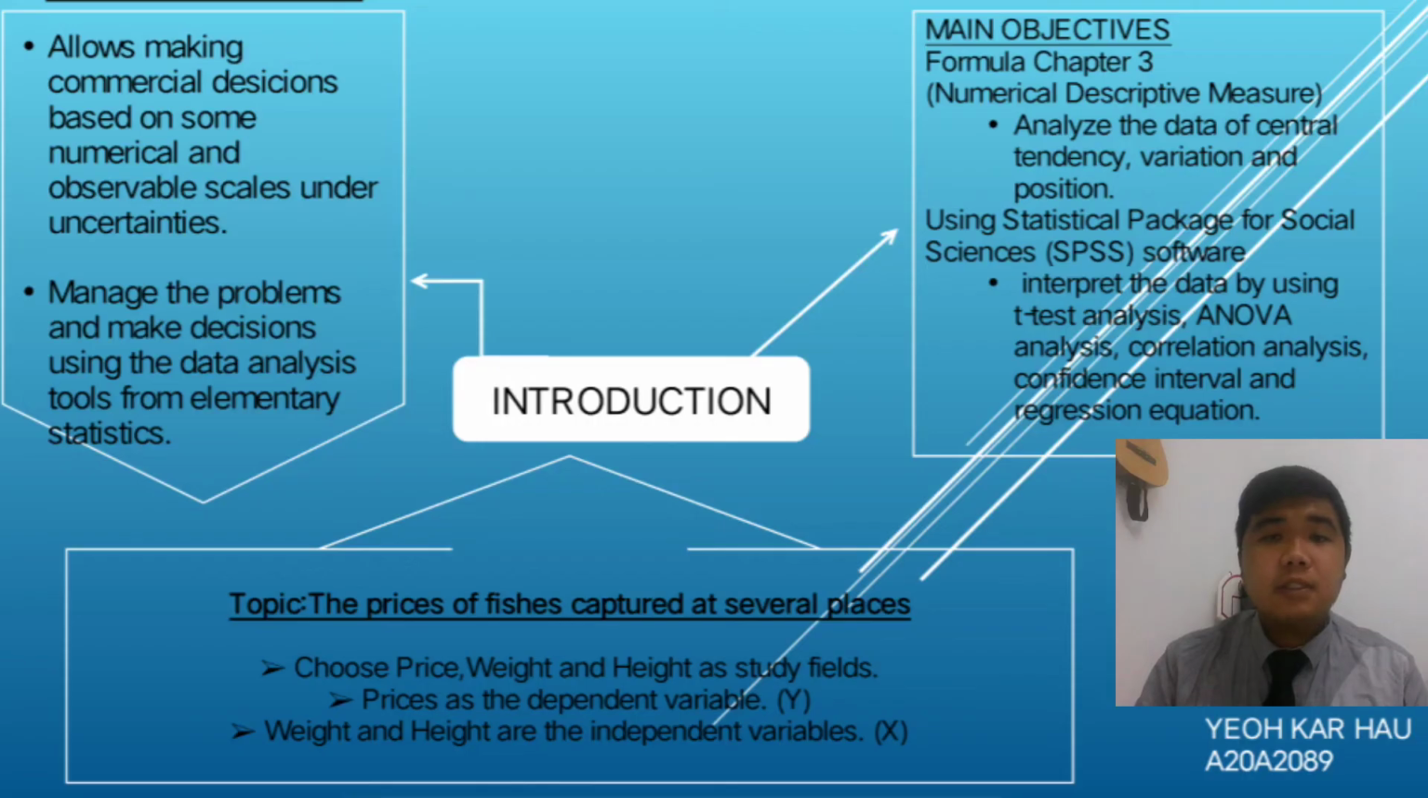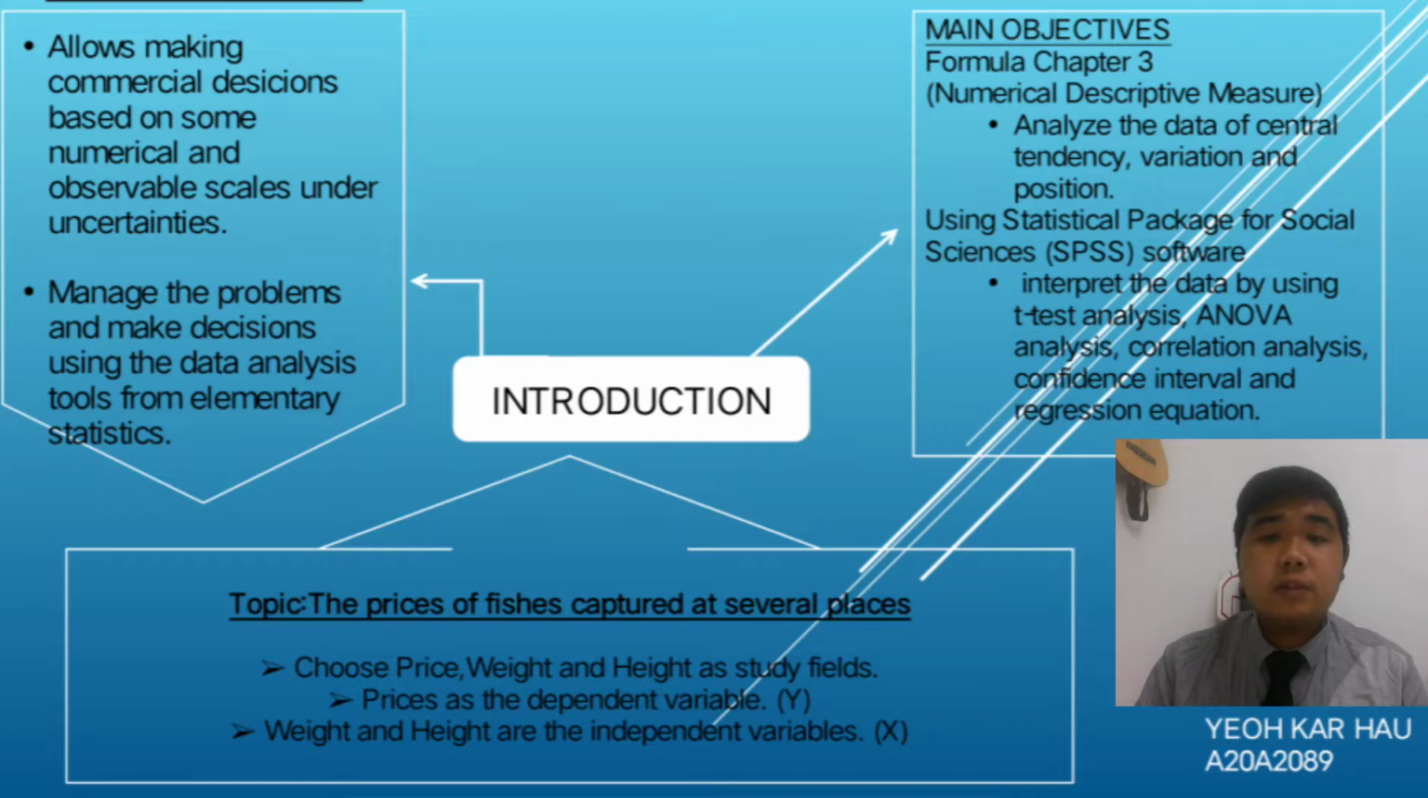First of all, business statistics tests the data analysis tools from elementary statistics to manage the problems. The main objective of this study is to analyze the data of central tendency, variation, and position using numerical descriptive measures. Besides, we are also using the SPSS software to interpret the data by using t-test analysis, ANOVA analysis, correlation analysis, confidence interval, and regression equation.